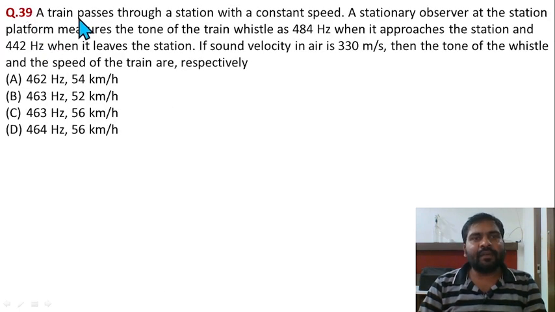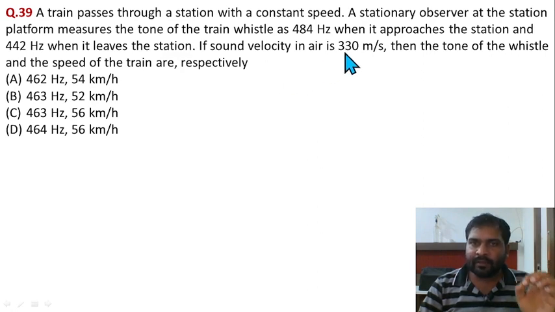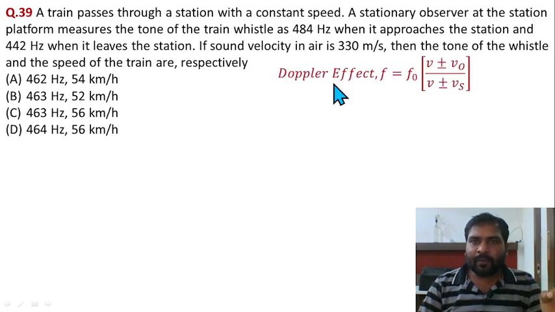Question 39. A train passes through a station with a constant speed. A stationary observer at the station platform measures the tone of the train whistle as 484 Hz when it approaches the station and 442 Hz when it leaves the station. If the sound velocity in air is 330 meter per second, then the tone of the whistle and the speed of the train are respectively? To use the Doppler effect, F equals F0 times (V plus or minus V observer) divided by (V plus or minus V source).